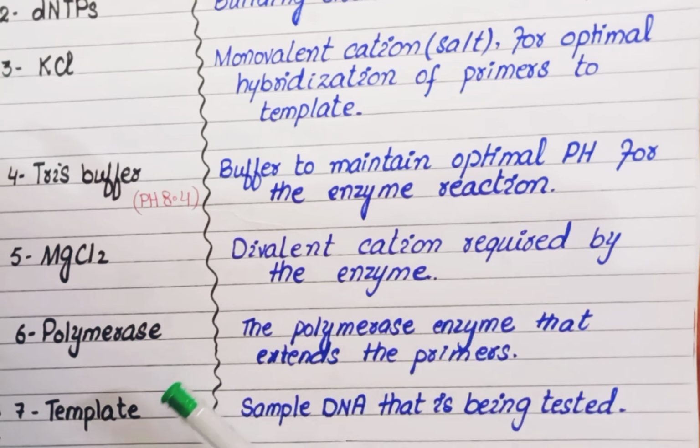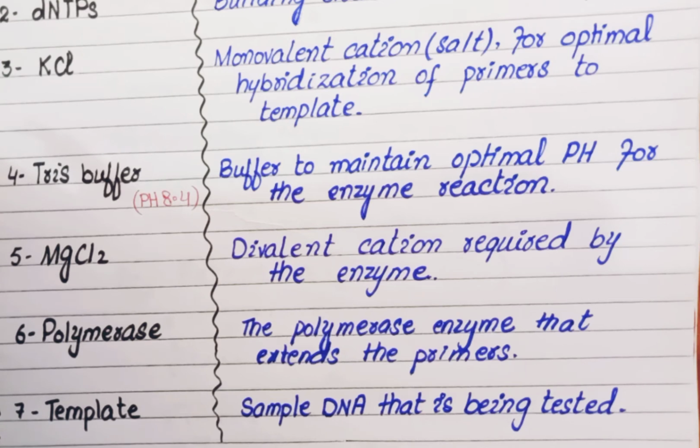Next we have polymerase. What is the purpose of polymerase? The polymerase enzyme extends the primer. Last we have the template. What is the purpose of the template? It is the sample DNA that is being tested. So here we have some basic components of PCR. First we have primers. Second we have dNTPs. Third we have potassium chloride. Fourth we have Tris buffer. Fifth we have magnesium chloride. Sixth, polymerase enzyme. And last we have the DNA template.